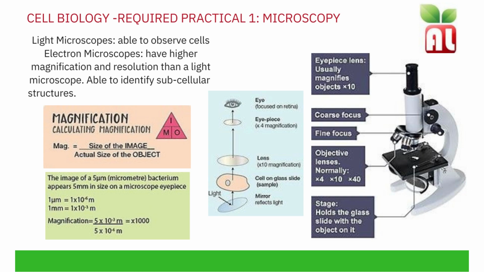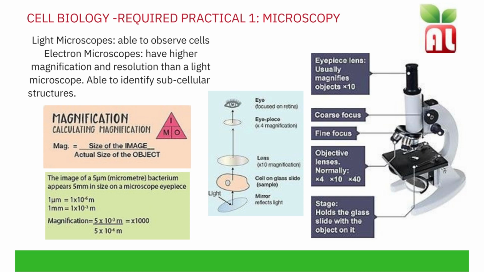They have an eyepiece lens, which usually magnifies objects times 10 magnification, a coarse focus wheel and a fine focus wheel, both used to focus your image, an objective lens, which is on the dial, you can rotate to higher magnifications.